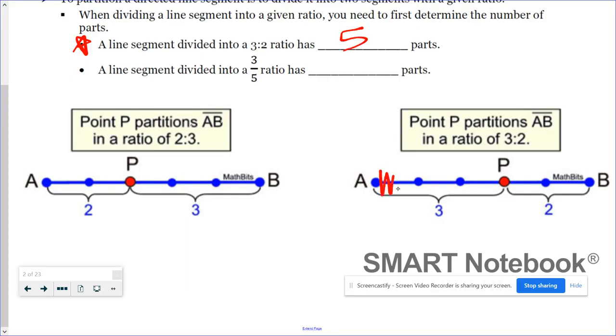There are 5 individual segments on AB. Okay, 3 plus 2 is 5. So if a line segment is divided into a 3 to 5 ratio, how many parts does it have? 8. So it has 8 equal parts. All right, so far, so good.